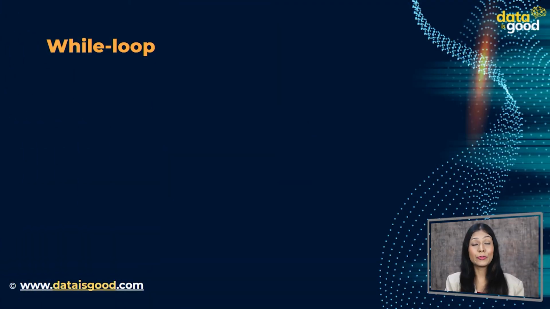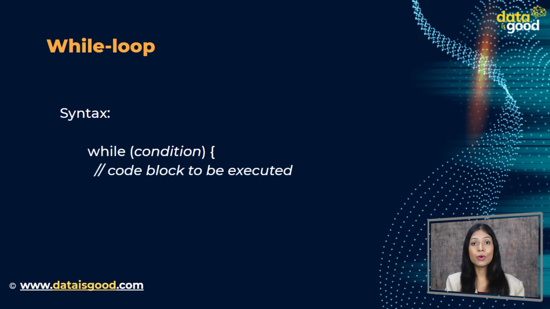Now next type of loop is while loop. The while loop also loops through a block of code until a condition is satisfied. Syntax of while loop: while (condition) { code block to be executed }. Initialization is done outside the loop and then the condition is checked. Lastly, the block of code is executed.